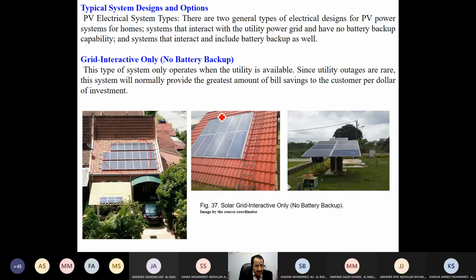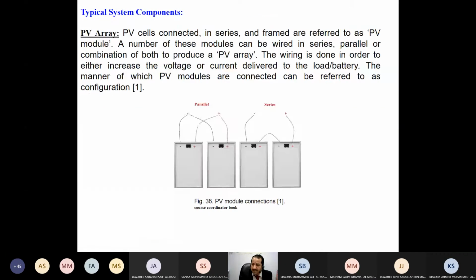And this is in our lab at the National University of Malaysia, where one of my PhD students works on this system. It's a grid connected system, and this is another system. Sometimes they connect batteries in the system for critical loads. When they have critical loads, they connect batteries.